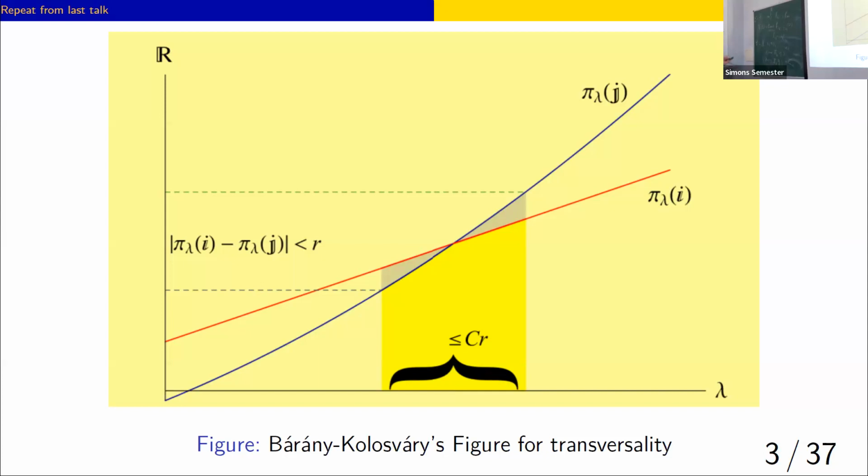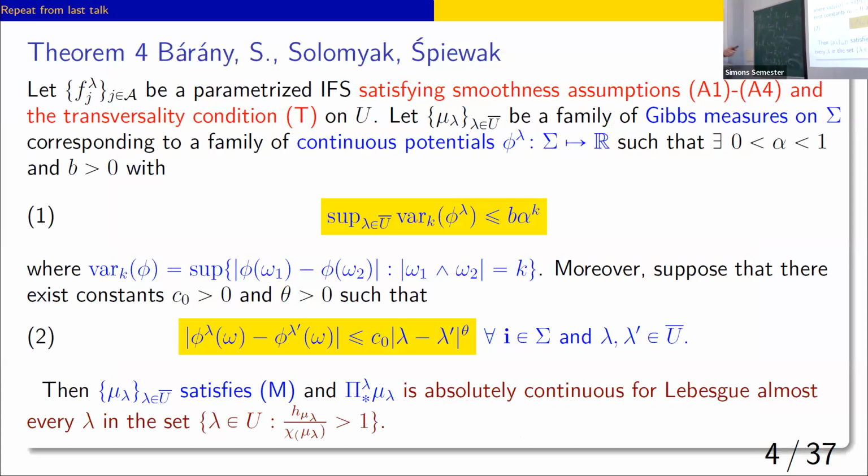So this is the transversality condition. For every I and J, assuming that I1 is different from J1, and for every positive r, if the parameter domain for which this inequality holds has length less than a constant times r, then the transversality holds. I would just like to recall the last theorem, where I forgot to mention transversality.